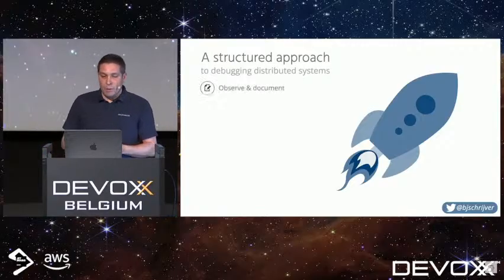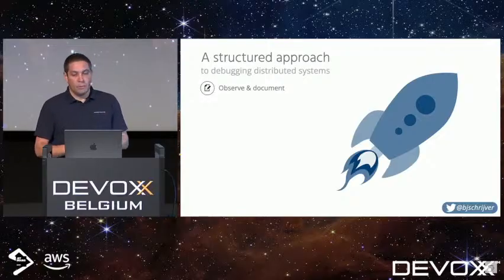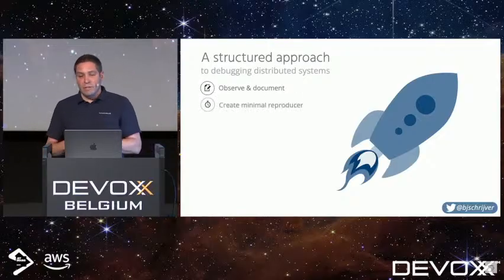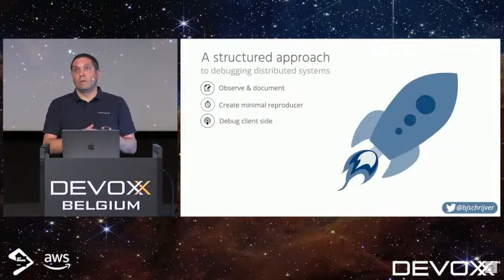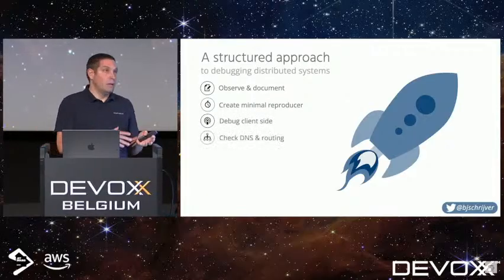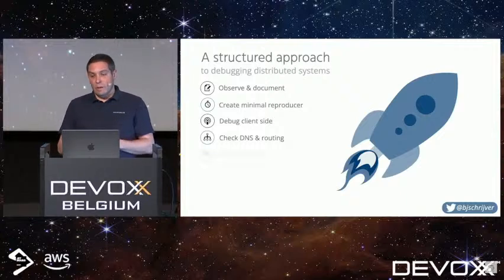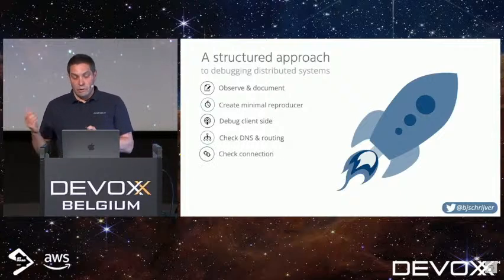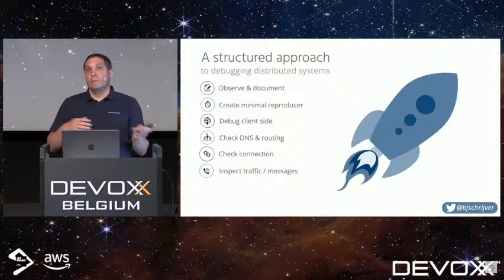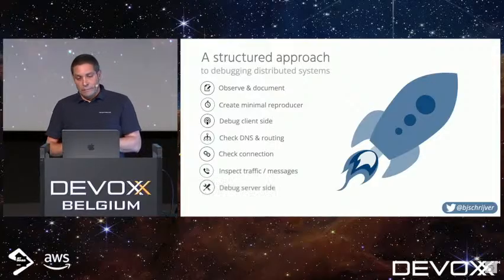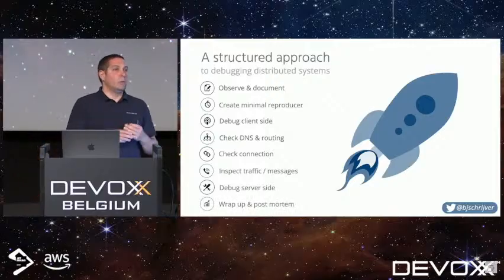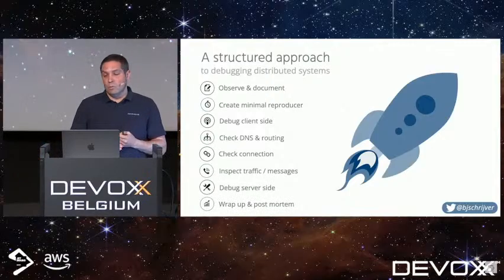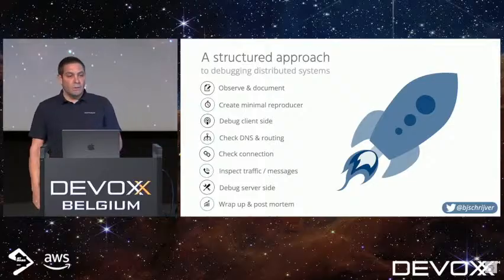So it's a couple of steps, and we're going to look at them in more detail soon. It's about observing and documenting the situation, creating a minimal reproducer, starting on the client side, checking whether the network connection works, so check DNS and routing, check the actual TCP or UDP connection, inspect any traffic or messages that are flowing, debug on the server side, and hopefully you find out what the problem is, and then in the end you can wrap up and do a postmortem. So let's start with step 1.